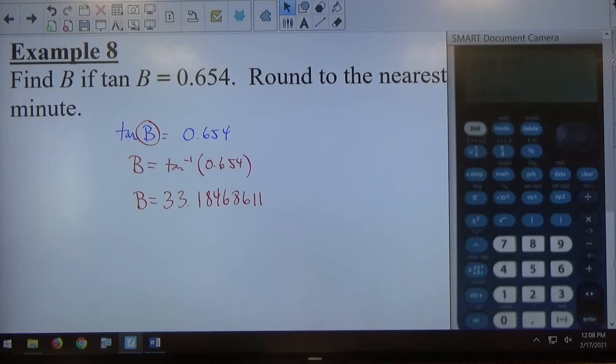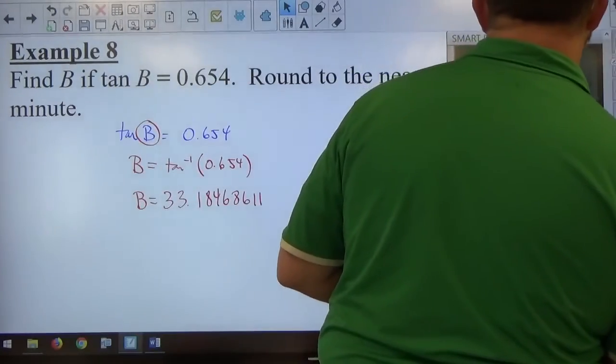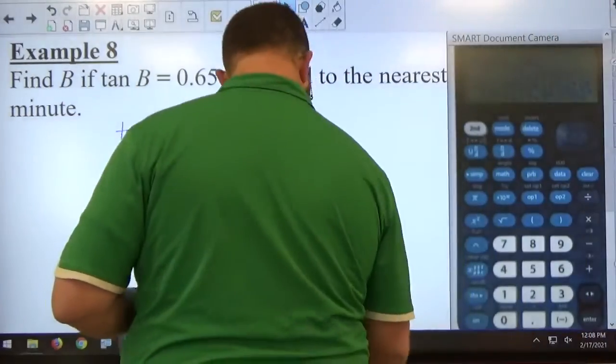So hit enter, it should say, notice it has the previous answer here. You have to go over to see the rest of it. It has this arrow DMS. Hit enter, and it's going to tell you degree, minute, second. It said round to the nearest minute. So it looks like 33 degrees, 11 minutes.